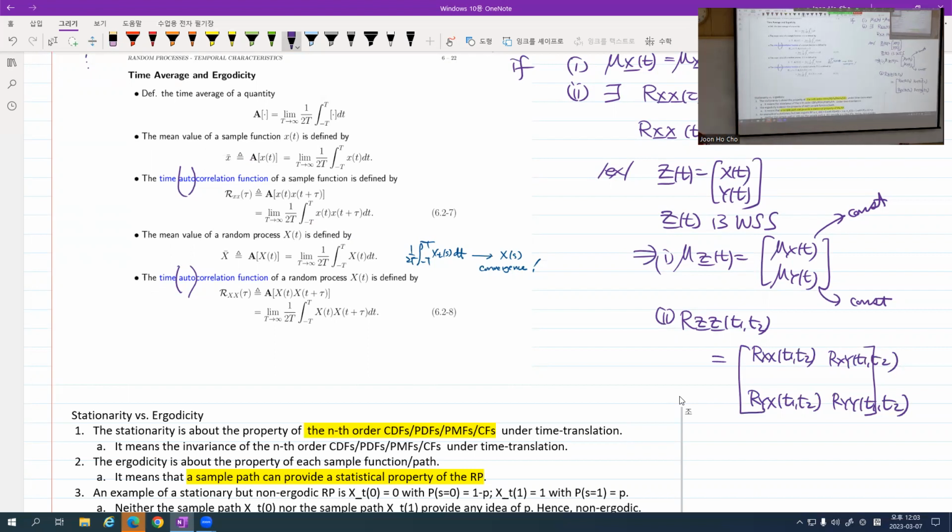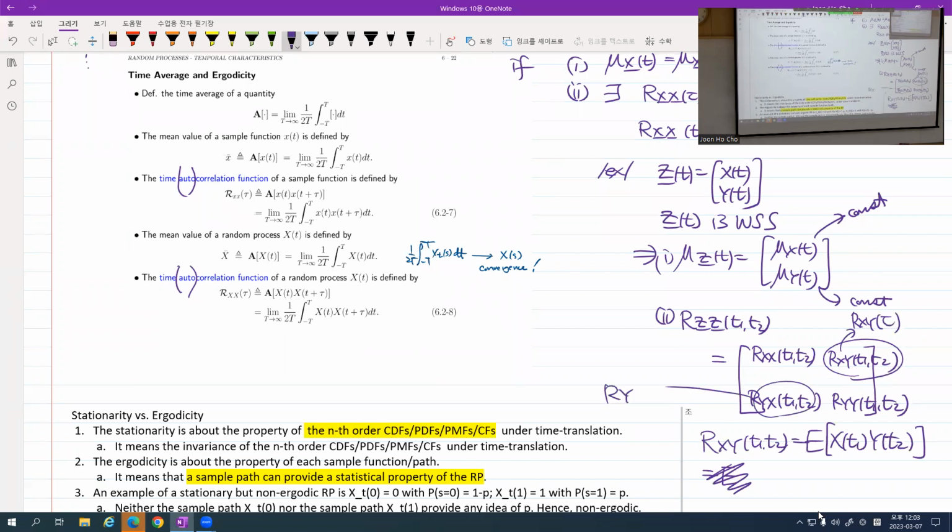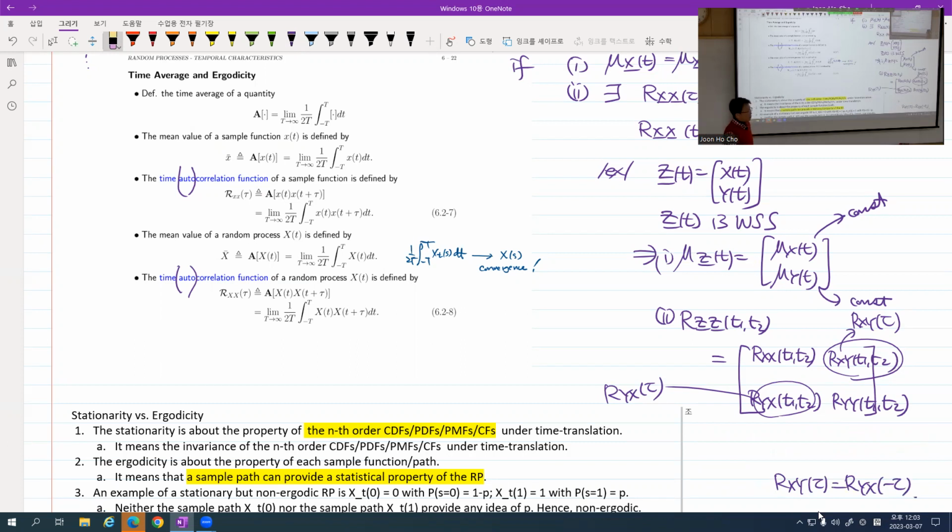And you may say, wait a minute, there are two, but as I told you again and again, if you remember the commutativity of the multiplication, then what do we have? By the way, no, that shouldn't be true. Okay, here, this is a function of time difference. It means that we have tau. And what about this one? R_YX(tau), right? And here, R_XY(tau) equals R_YX(negative tau), something like that. Okay? Anyway, it means the autocorrelation and the cross-correlation function are functions of time difference.